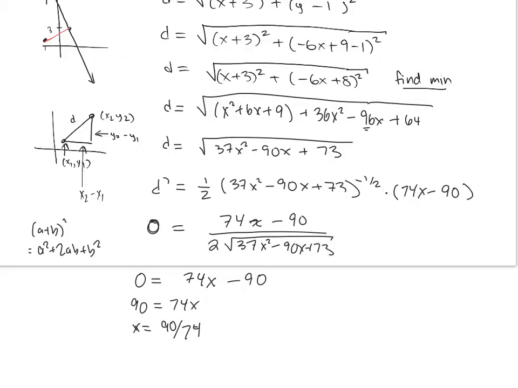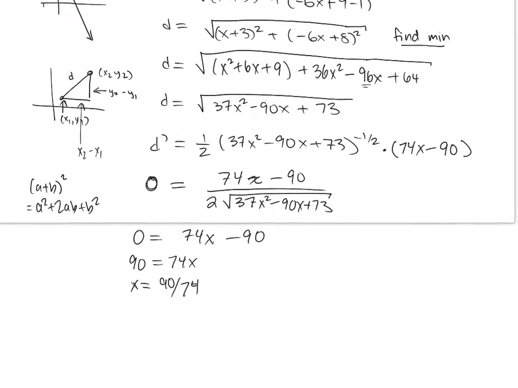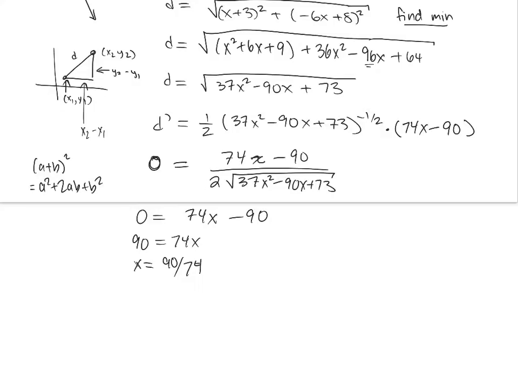What does that reduce to? It doesn't reduce much, but you can at least divide by 2, can't you? 45 over 37. I think 37 is prime, and so that's it. So that's the x-coordinate of the point that is closest to the point (-3, 1).